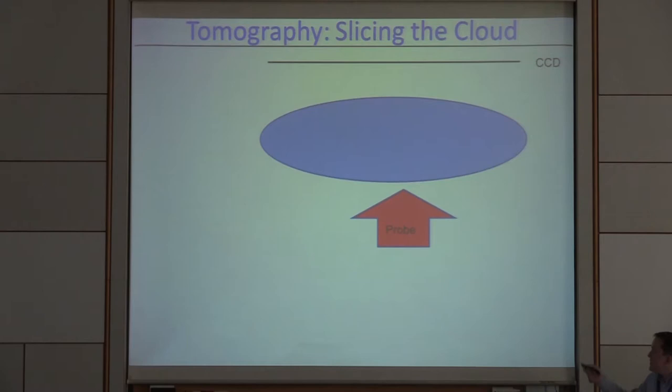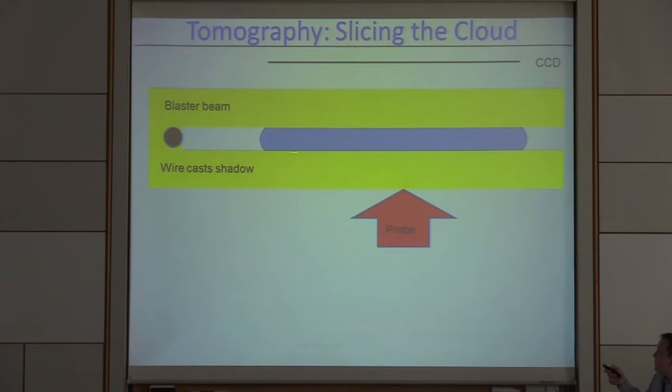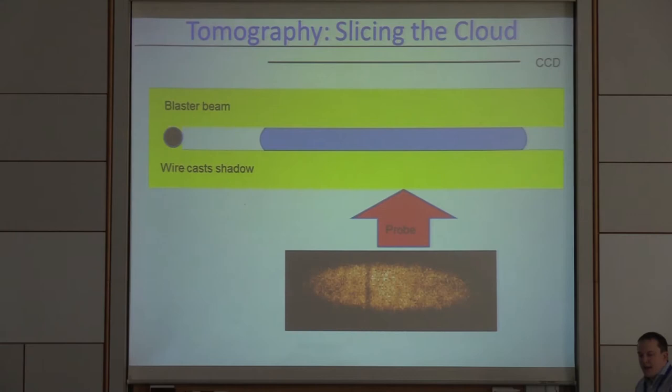This is the cloud again, the probe pulse. There's a wire that casts this shadow from what we call the blaster beam, which removes all the other atoms that we don't want to look at. And then we take this nice image. In this particular case, we caught it where there was either a soliton or a vortex. Just from this image, you cannot know.